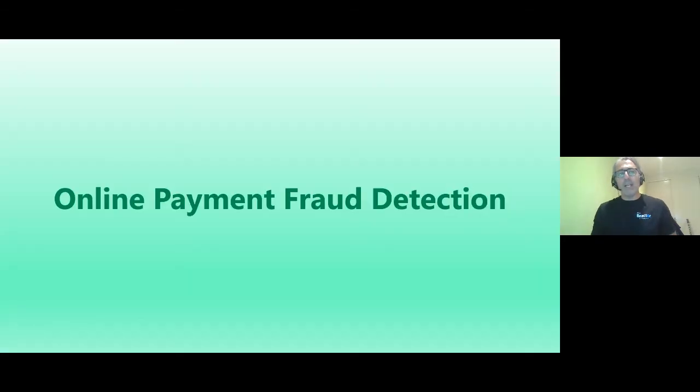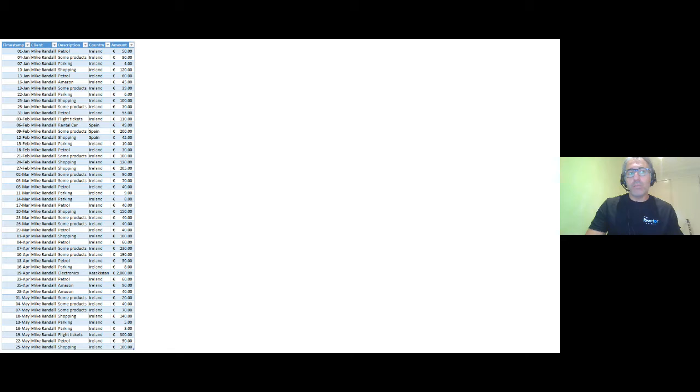So said that, let's start and do online payment fraud detection first. And I want to draw your attention on this list of transactions. Some made up transactions. If you see, they are in different dates. There is one single client, always the same person, Mike Randall. He bought a few different products in different places, mainly Ireland. So I can suppose that he lives in Ireland. And then there is one transaction that is a little bit out of the typical type of expenses that he does. Can you spot it?